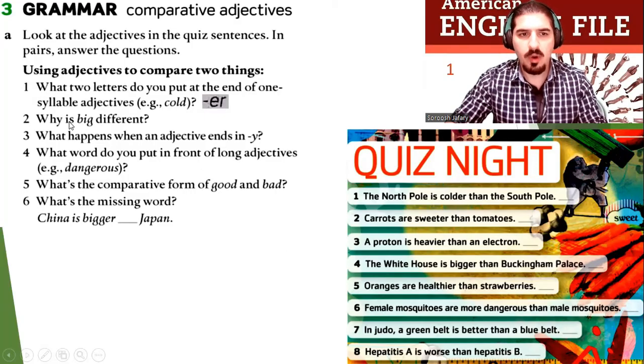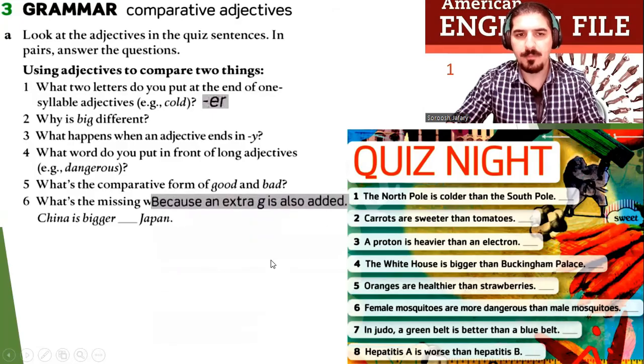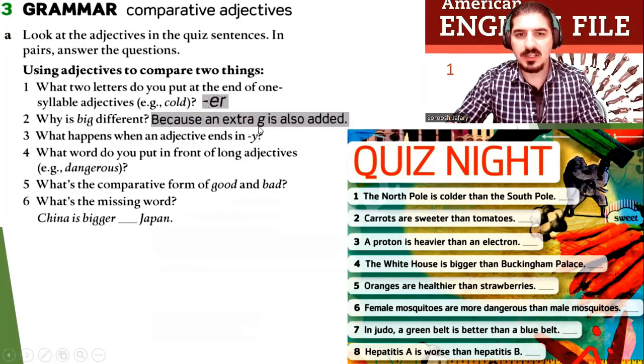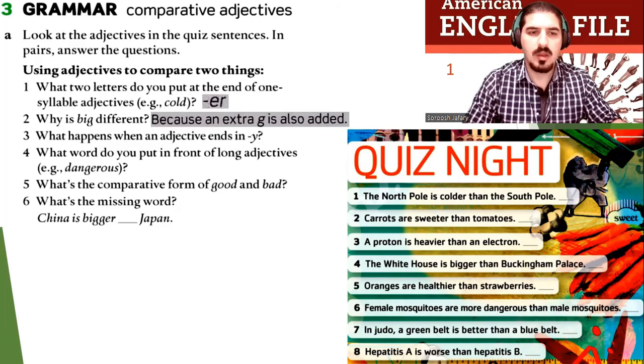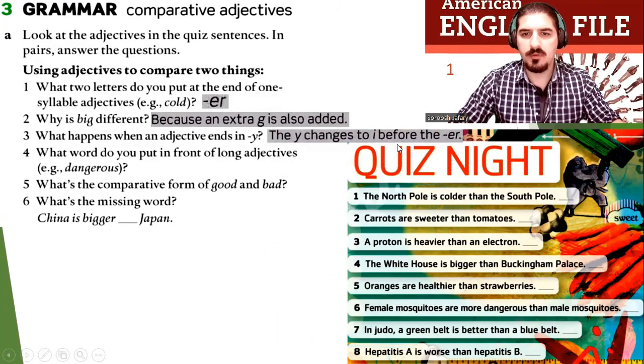All right. Why is big different? For example, bigger, GER. Why? Because an extra G is also added. Yes. Number 3. What happens when an adjective ends in Y? For example, heavy, heavier. Y changes to I before the ER, heavier.